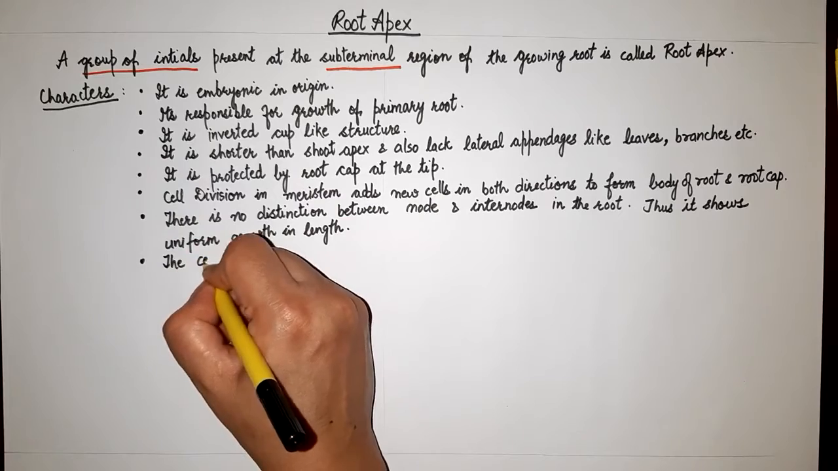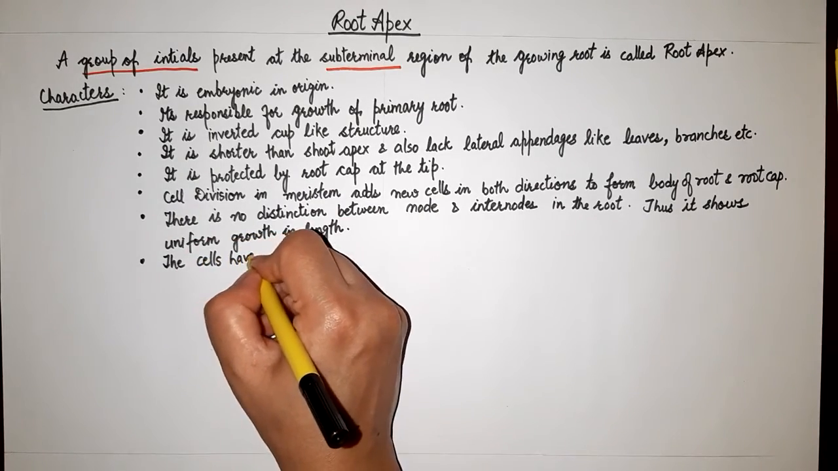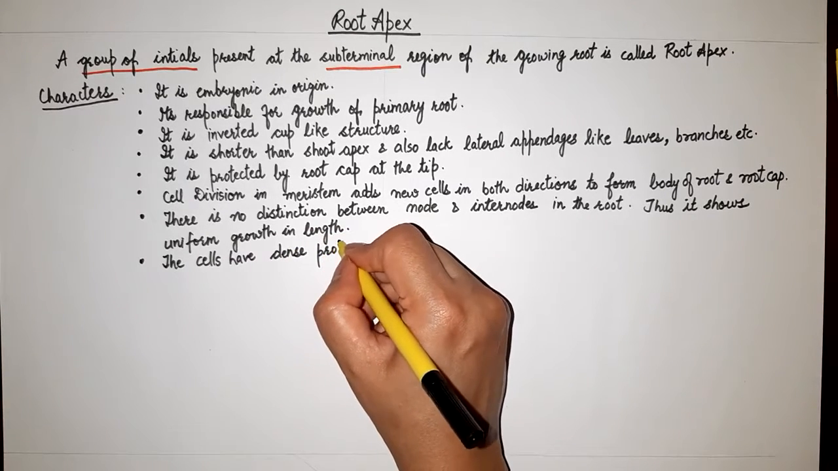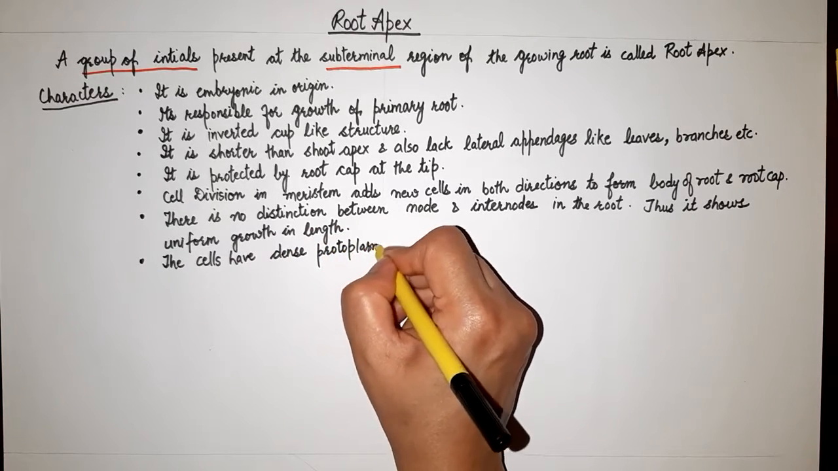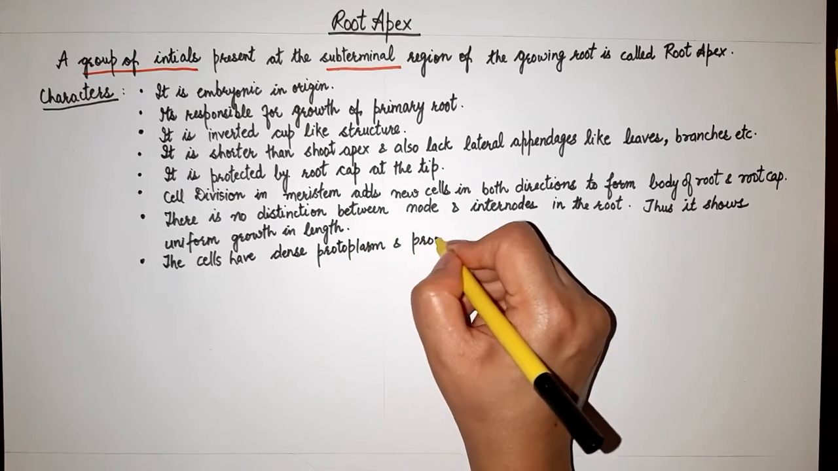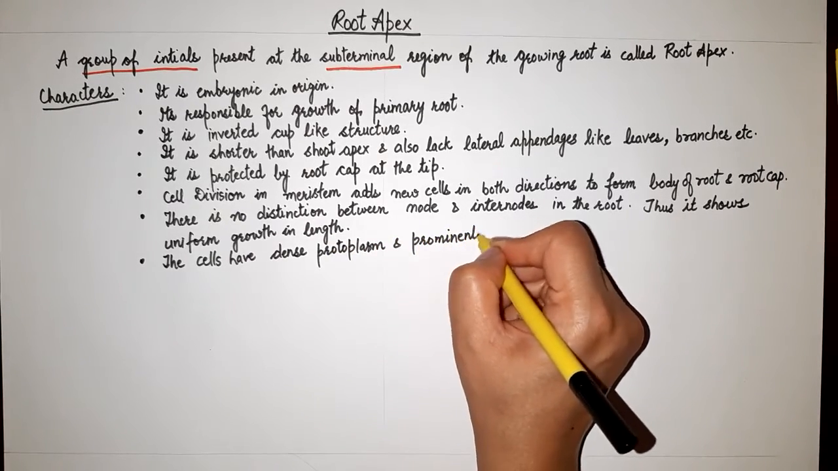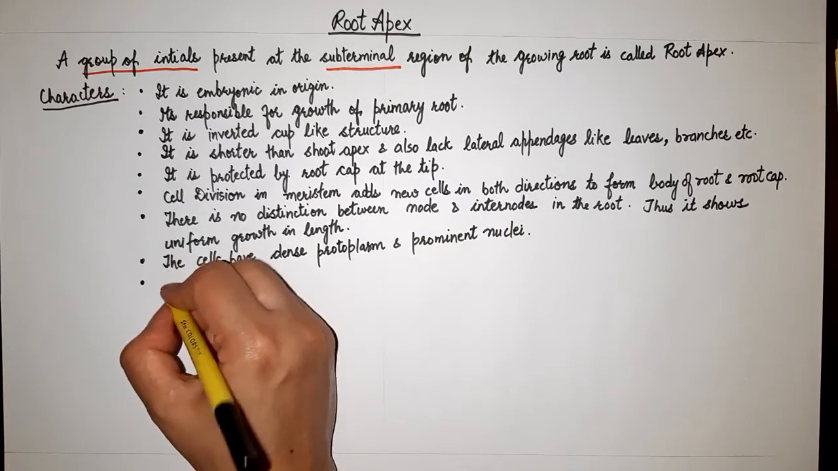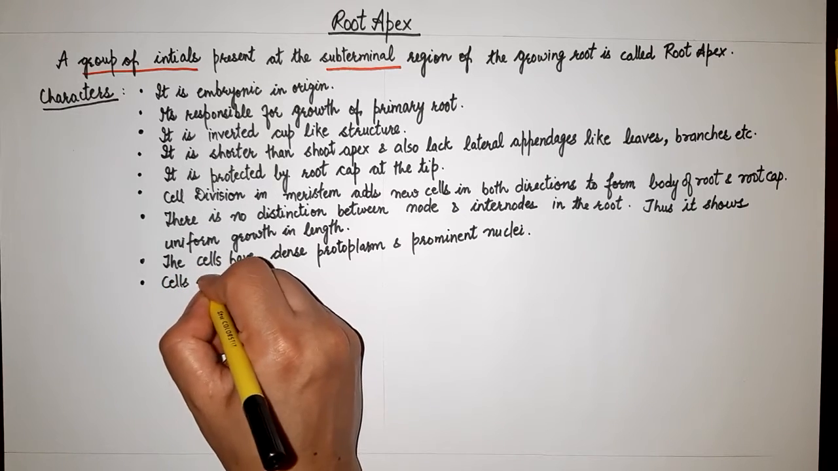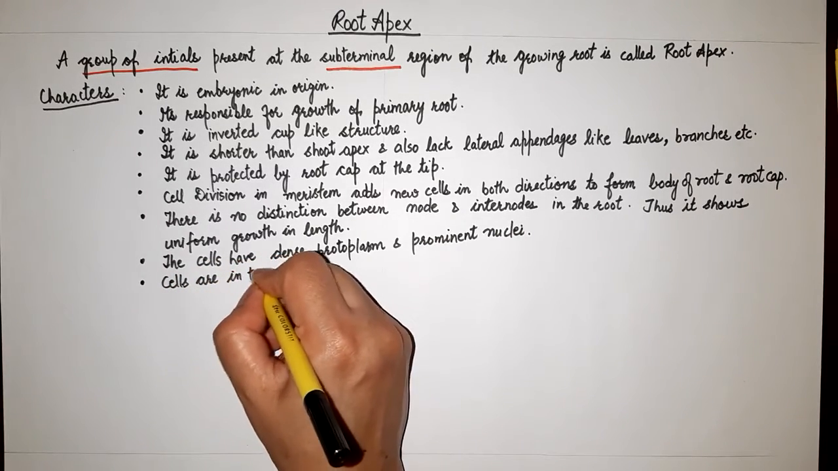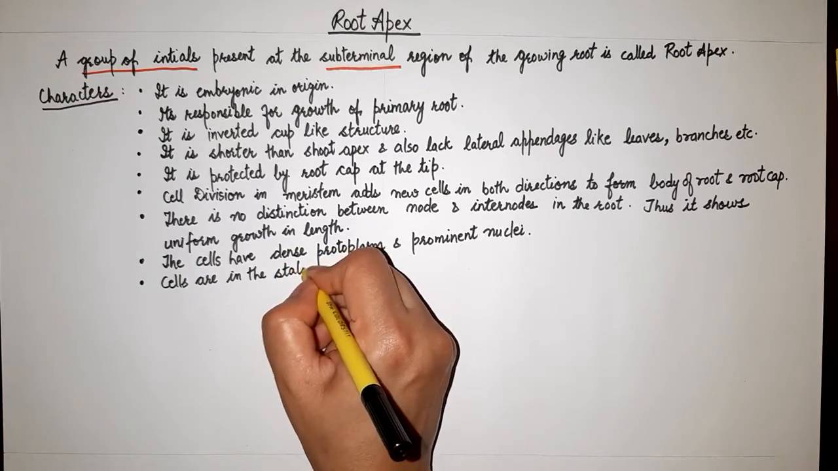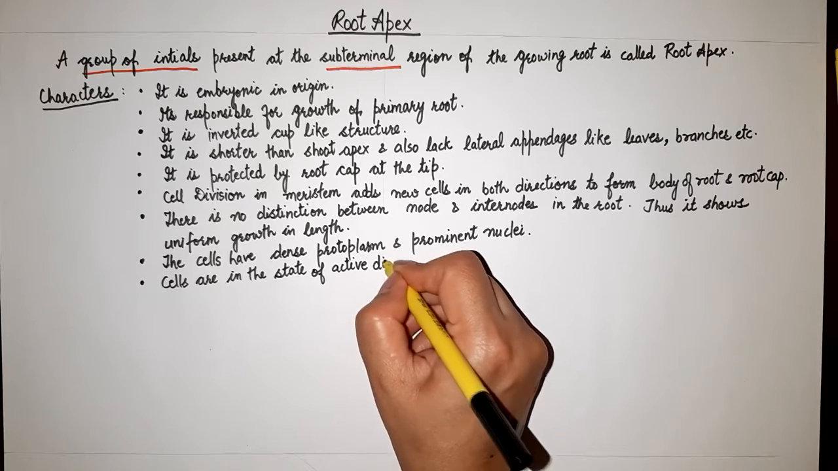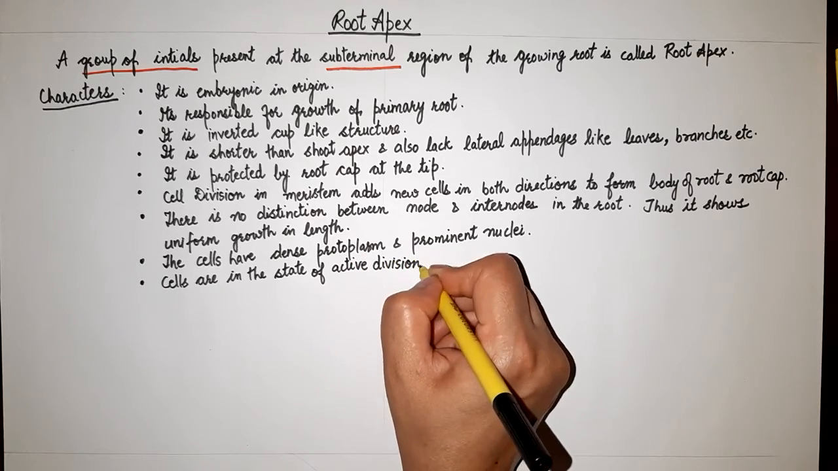The cells have dense protoplasm and prominent nuclei. Cells are in the state of active division.